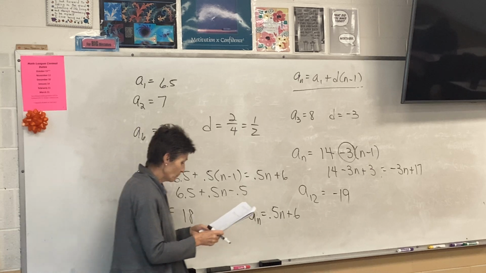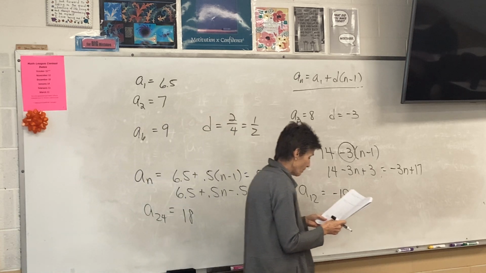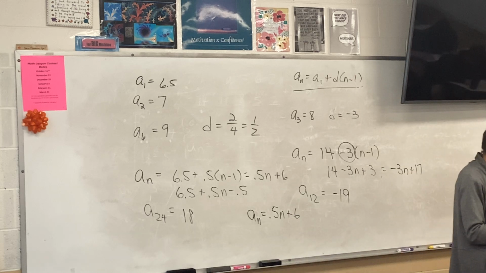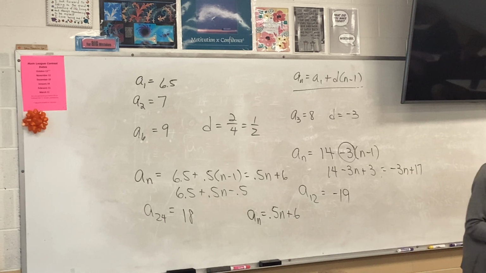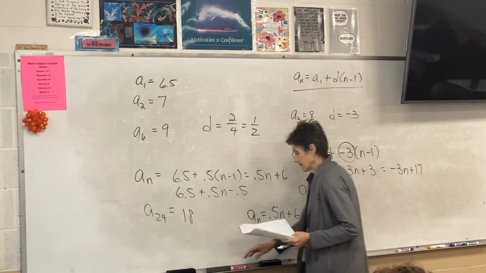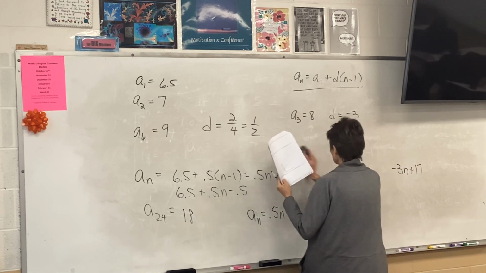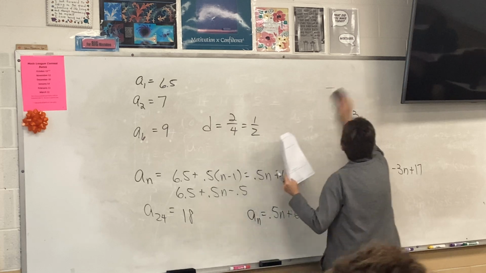All right, example 5. Several terms are shown above. Find an expression for a sub n and use the expression to find a sub 17. All right, go ahead. See if you can figure it out with your partner, doing it from a picture this time.